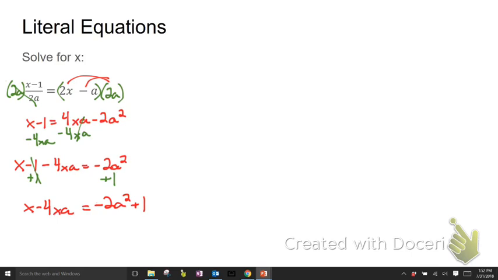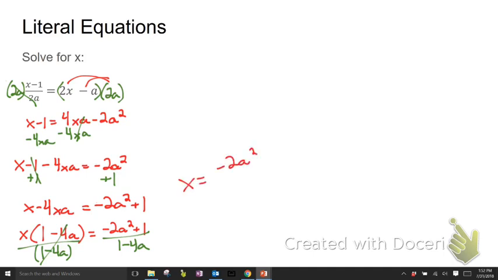Now we're ready to do the step that we've been doing in all these problems. Hopefully you're guessing it. I'm going to take that x and factor it out to the front. Keep in mind, when you divide an x out of x, you're left with a 1. And now we are here. Your last step would be to divide by 1 minus 4a on each side of this equation. And you are there. x equals (-2a squared + 1) over (1 - 4a).